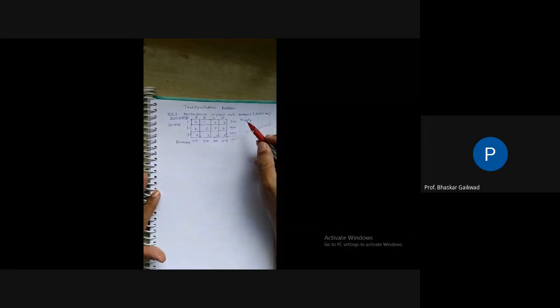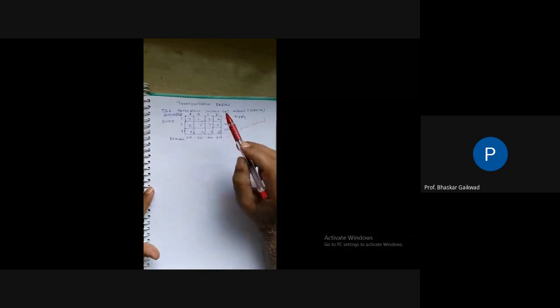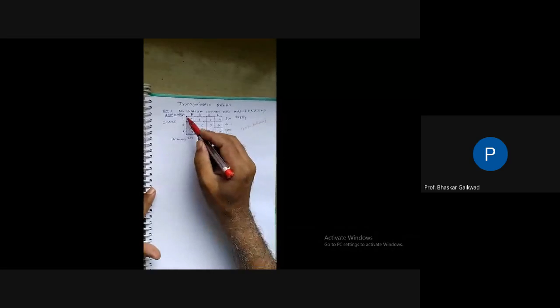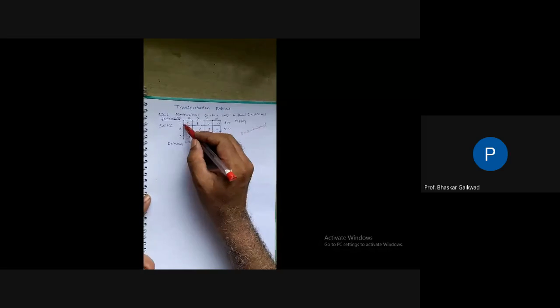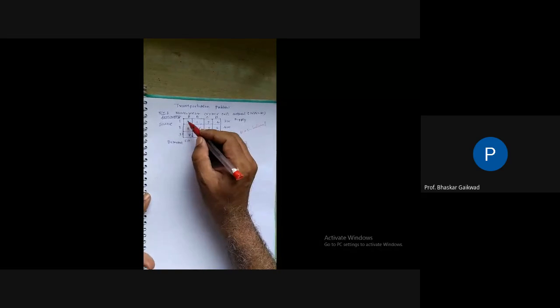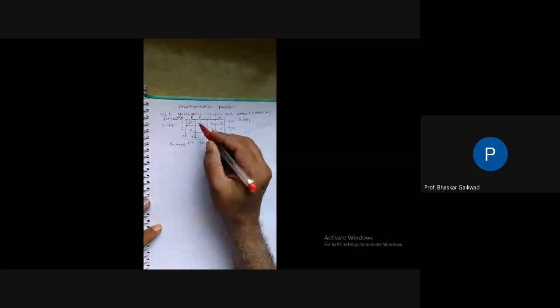Now we have to solve this problem by using the northwest corner method. So in this problem, where is the northwest corner? This is the northwest corner. So first of all, we have to see this corner, and you can make it like this way, like this way.